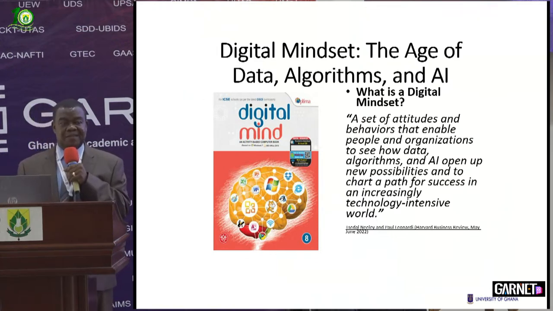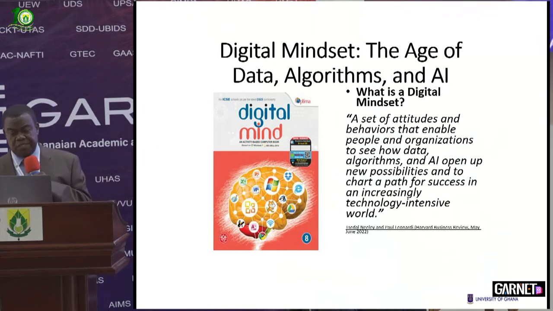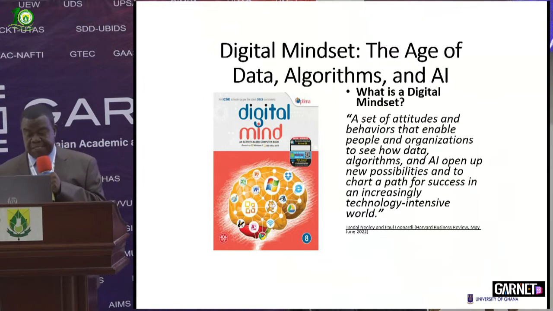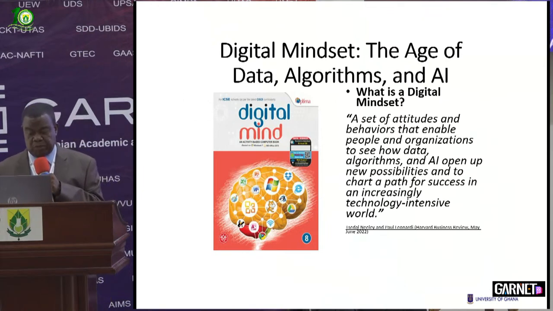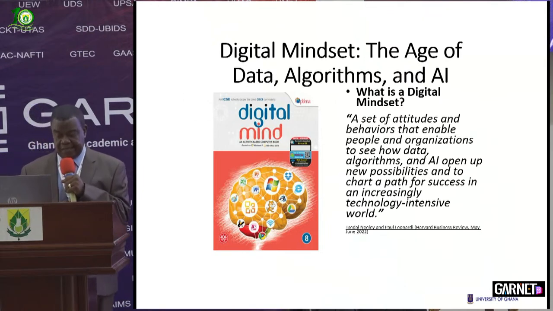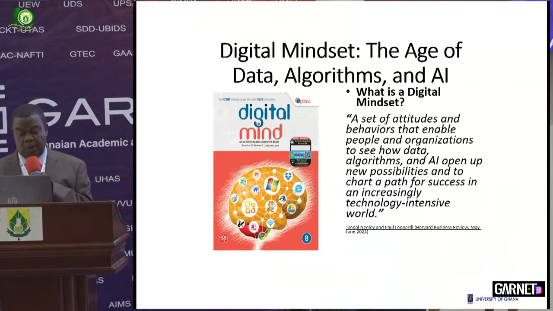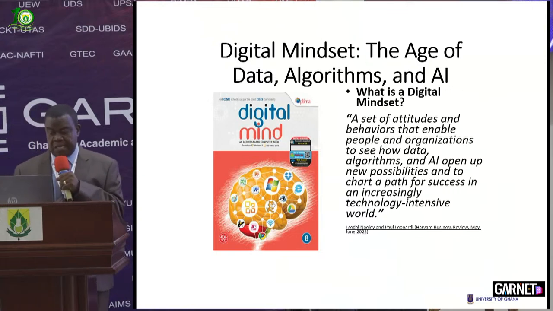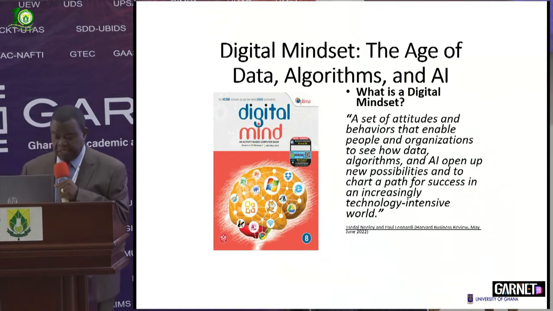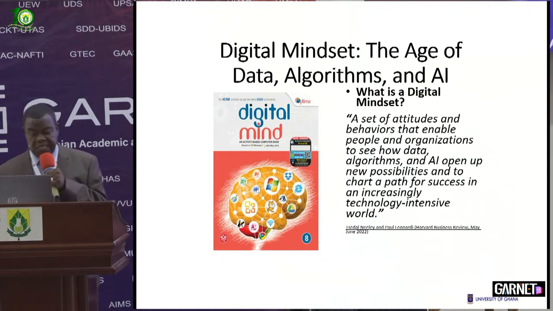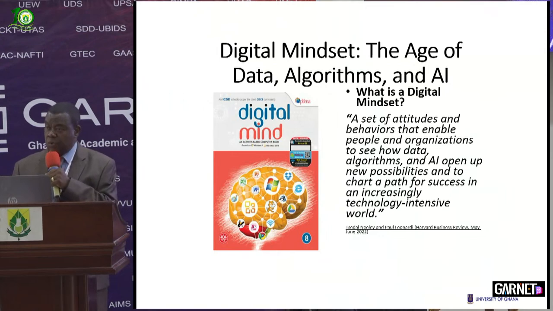All because cars have started thinking digitally. So cars, like many other machines we have today, are digital. So it's the age of data, algorithms, and AI. So a set of attitudes and behaviors that enable people and organizations to see how data, algorithms, and AI open up new possibilities and to chart a path for success in an increasingly technology-intensive world. That's what we all need.